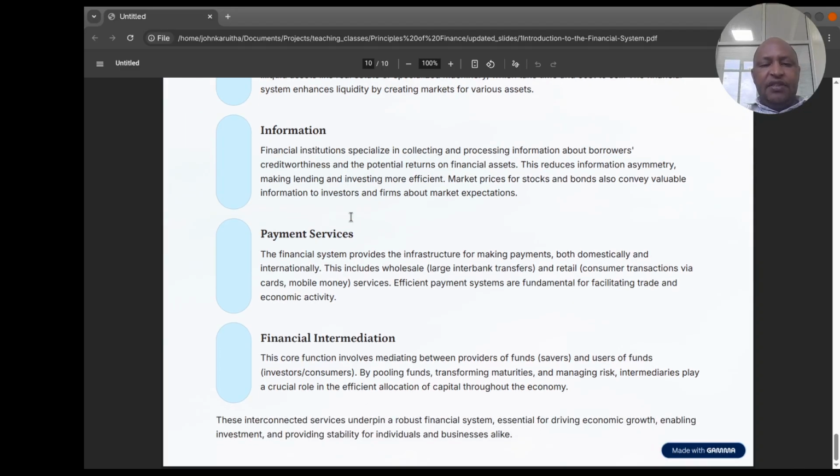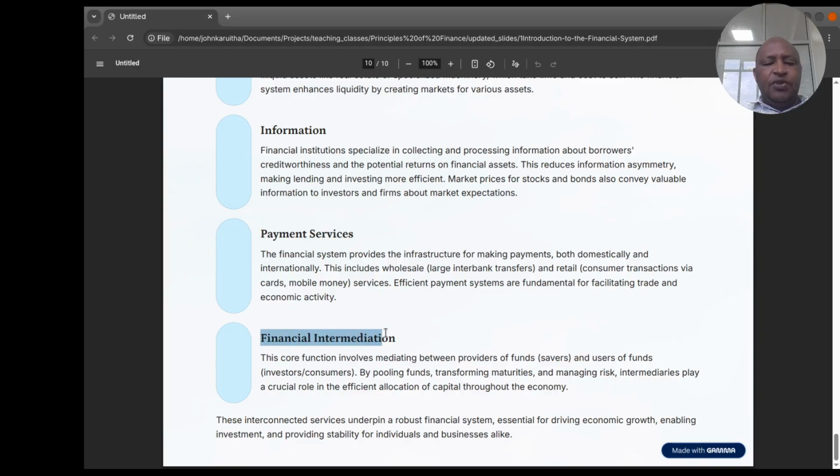We have payment services. This is very, very critical. Think of yourself. Without the financial system, how would you be making your payments? Mostly would be using barter trade, which was not very convenient. But nowadays, you have a whole range of ways of making payments. You can use your ATM, you can use cash, you can use your phone, you can write a check, you can use Bitcoin, so many ways of making payments. Why? Because of the financial system.